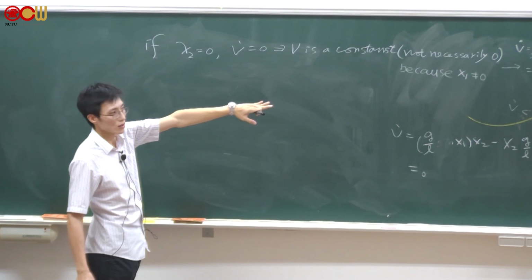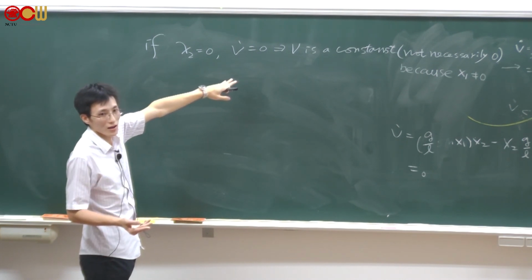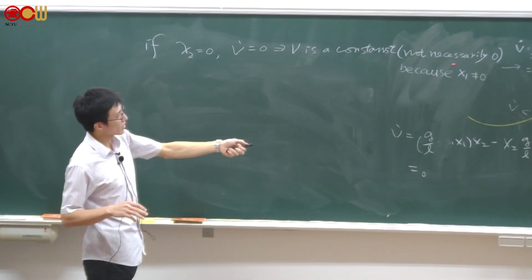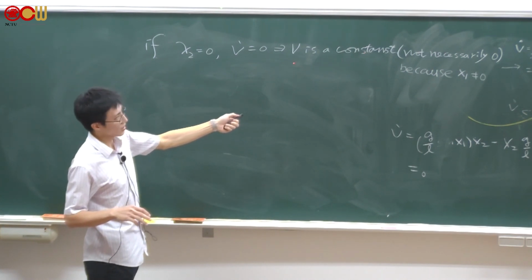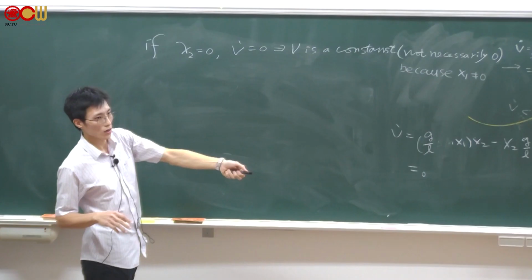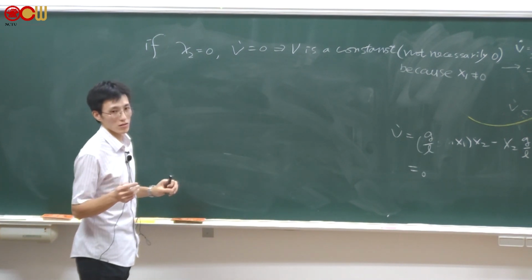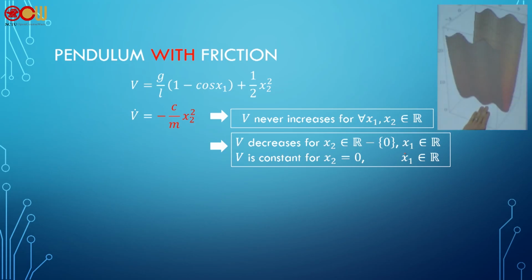Because v dot is 0, v doesn't change, so v is constant. But 1 is also a constant, 2 is also a constant, 0 is also a constant, right? So why is it not 0? Why is v not 0? Constant, why is it not 0? Because x1 is not 0, and v is a function of x1. If x1 is not 0, v will not be 0. So don't confuse that if v dot is 0, v is 0. No, not really. That's because of the selection of v.